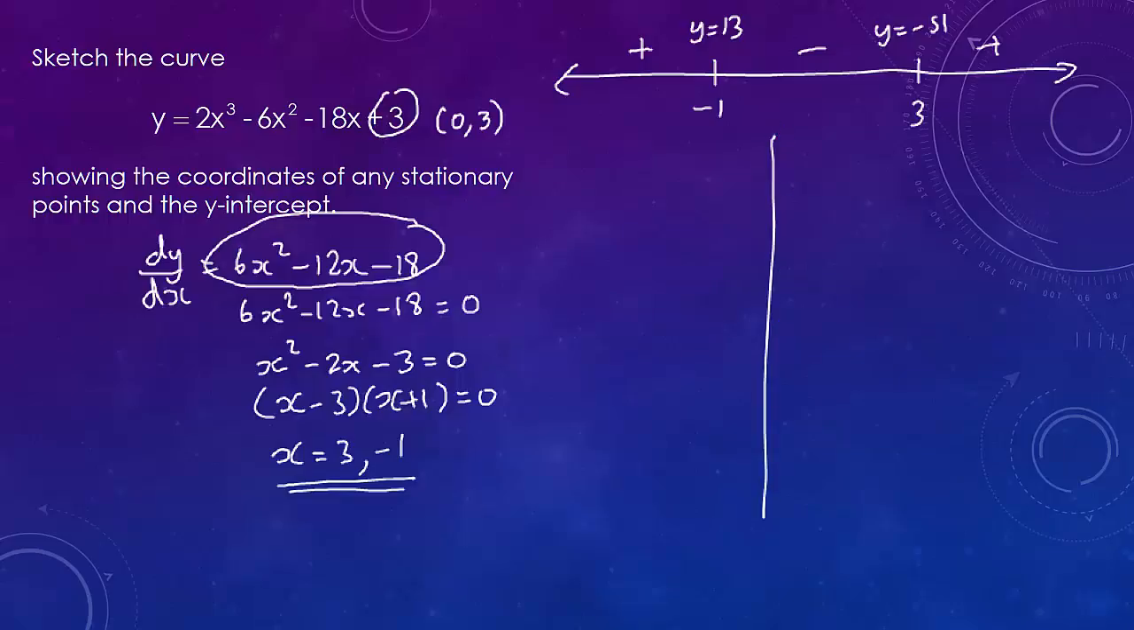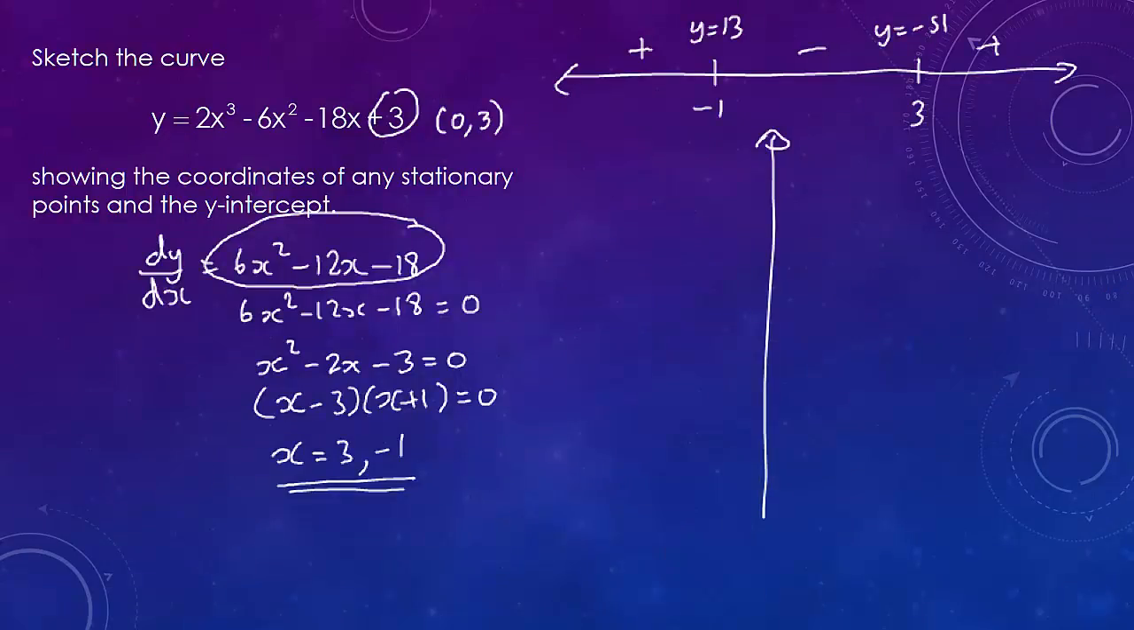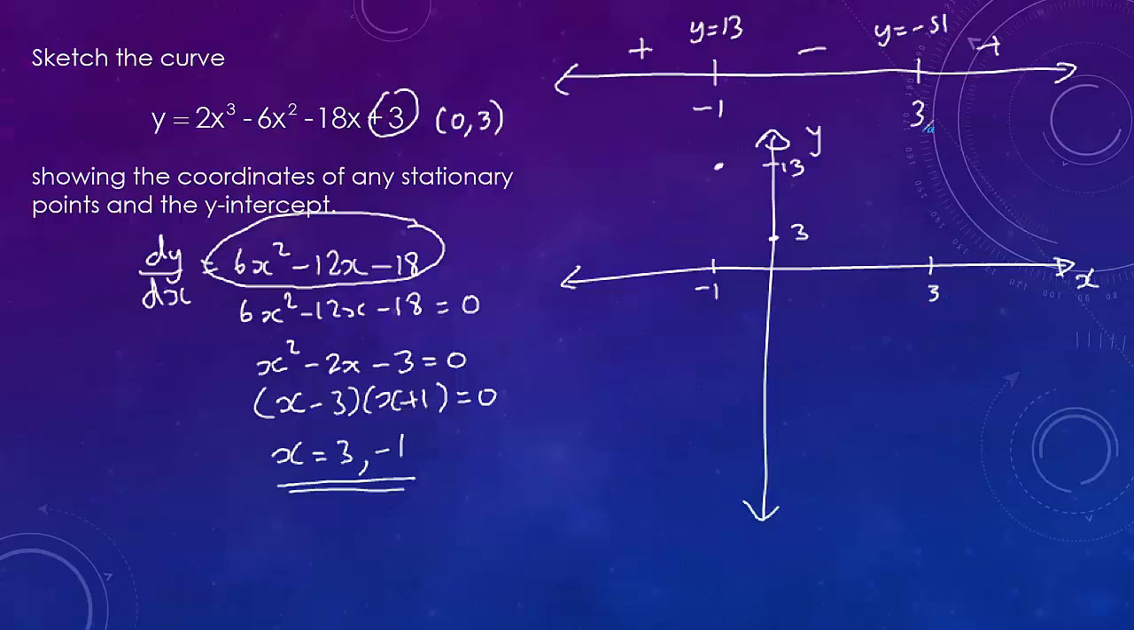So I think we can probably do this sketch now. And just remind ourselves, that was negative 51. Yeah, negative 51. So negative 1, 13, and then we've got the intercept at 3, and then over here we've got 3 and negative 51.